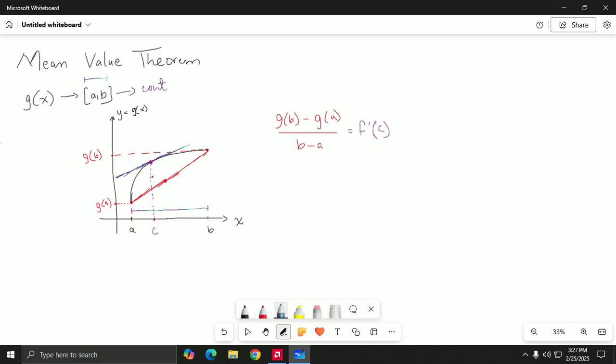The mean value theorem simply says that between these points a and b, for a continuous function g of x, there has to be a single point where the average rate of change is equal to the instantaneous rate of change. Now we have one point here. There could be two points. There could be three. There could be a thousand. There could be a million points at which this happens.